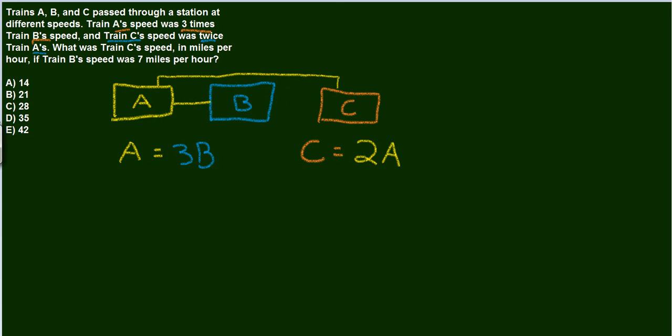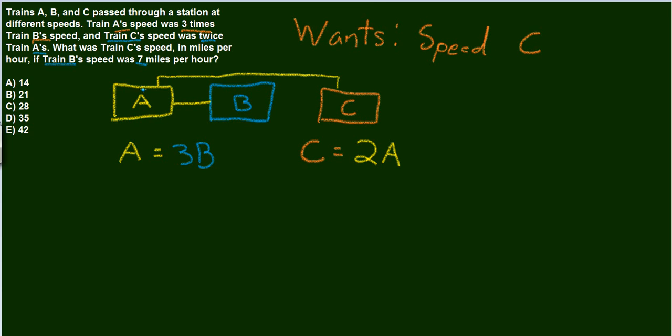It still hasn't quite given us what we're looking for, so let's just keep reading. What was train C's speed? Okay, that's what we're looking for. It wants to know in miles per hour what train C's speed is. So it wants the speed of C. And the final bit of information I think is going to be the key to this whole problem. If train B's speed was 7 miles per hour.